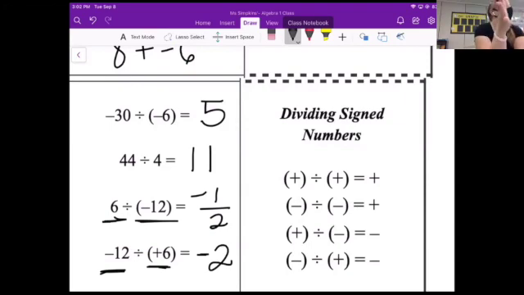When you're adding and subtracting, adding and multiplying, it doesn't matter the order. Dividing and subtracting does matter.